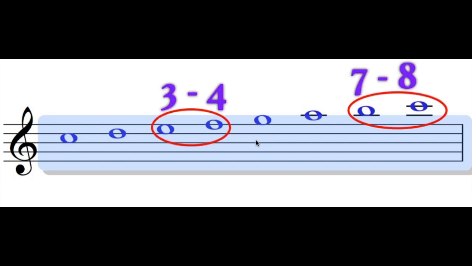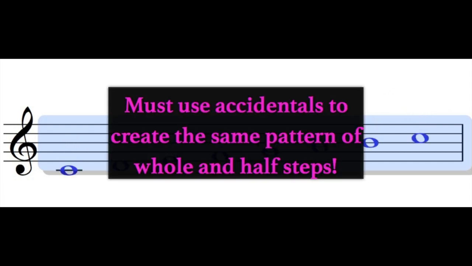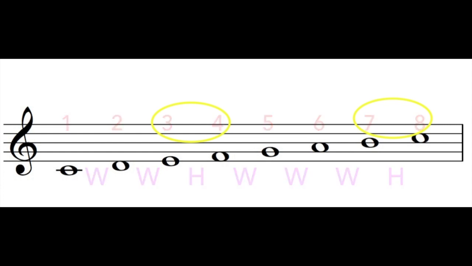Here we are back to C, and the half steps are in the right location, between 3 and 4 and 7 and 8. So if we start on any note other than C, we must use accidentals to create the same pattern of whole and half steps. So just to review again, here is the whole and half step pattern with the half steps between 3 and 4 and 7 and 8.